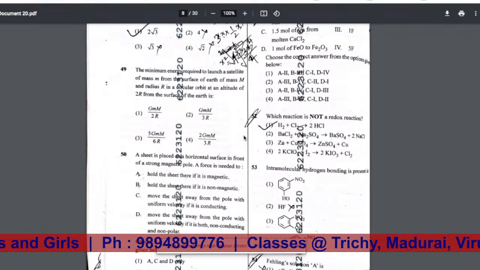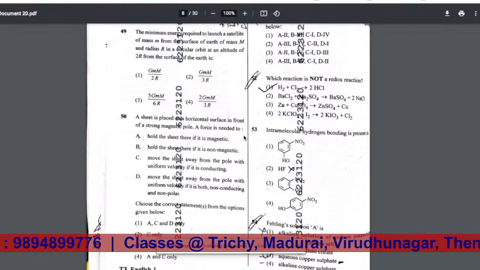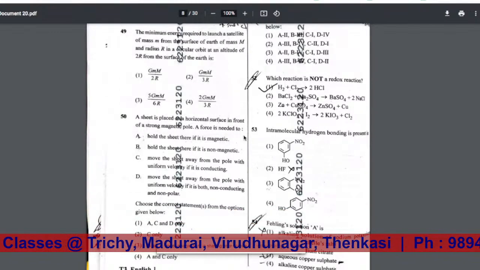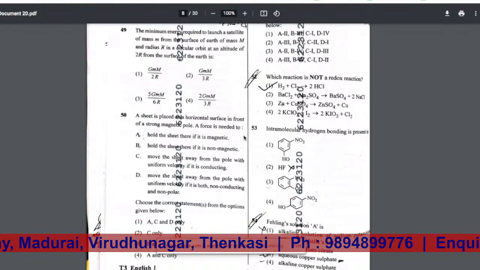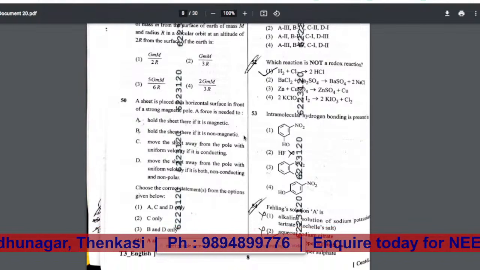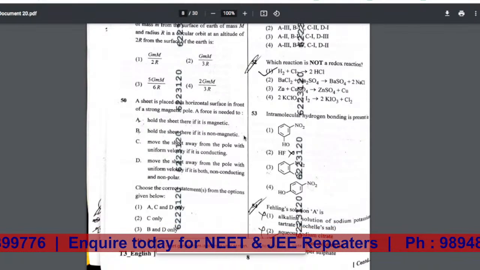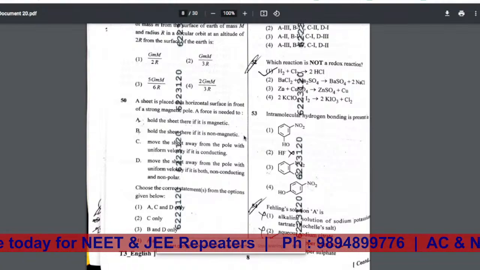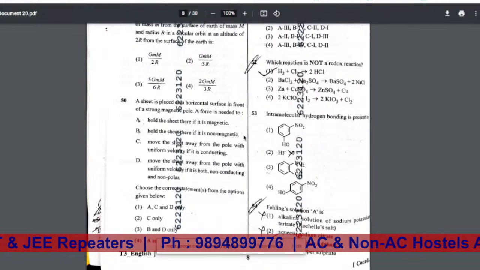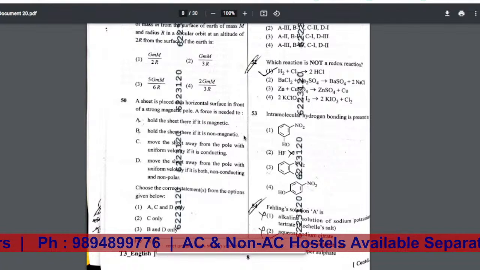Okay. Now question number 53. Intramolecular hydrogen bonding is present in. First of all, you should know what is intramolecular hydrogen bonding. Inter and intra, these are two different terms. Inter means between the molecules, and intra means within a molecule. Means hydrogen bonding is present in the same molecule. Only one molecule is there, there is hydrogen bonding.